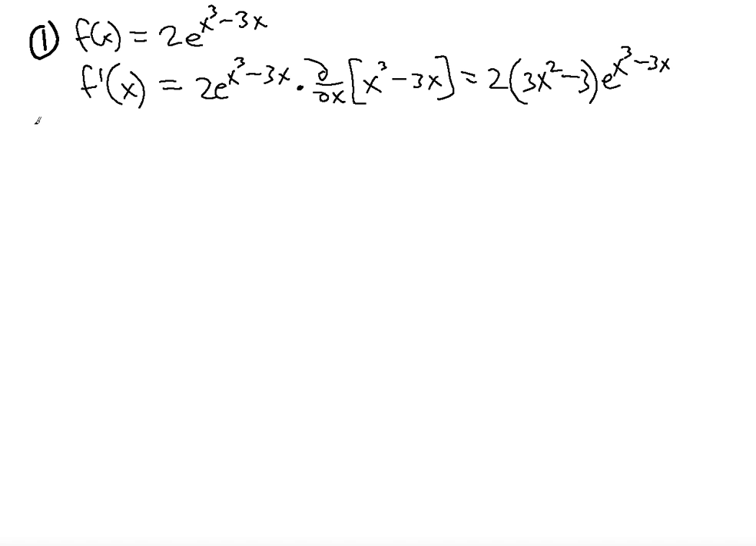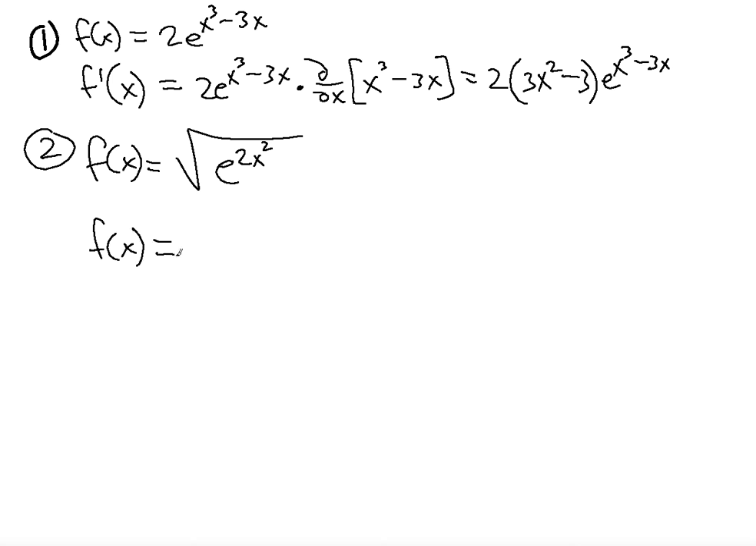Now the second example is going to be this function. So the square root of e to the 2x squared. Okay, notice first of all that we can write this as e to the 2x squared to the 1/2. Okay, and we're doing that so that we can use the chain rule when we take the derivative, because the chain rule requires us to use the power as a fraction rather than the square root, right? Because the square root will make things very complicated and not easy to see.